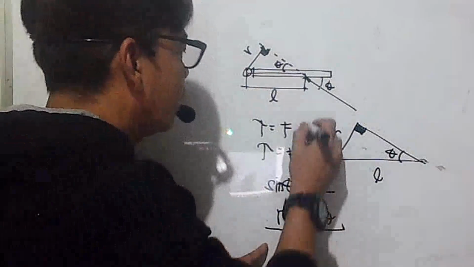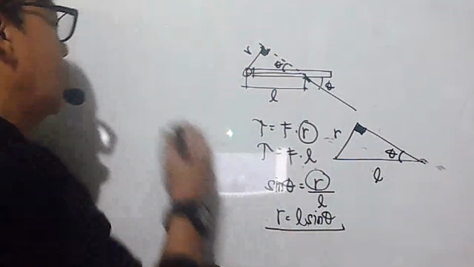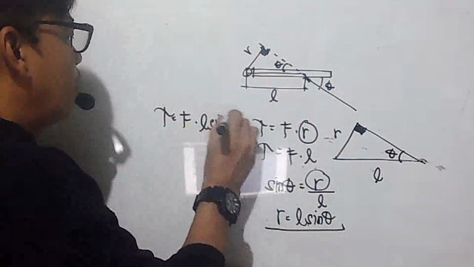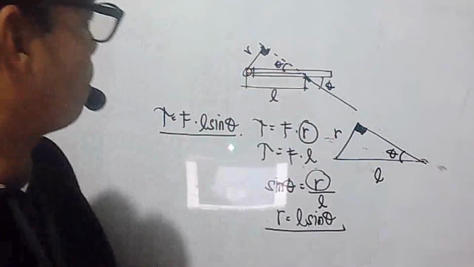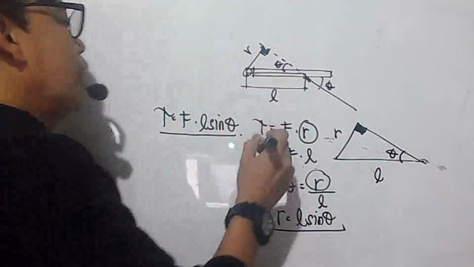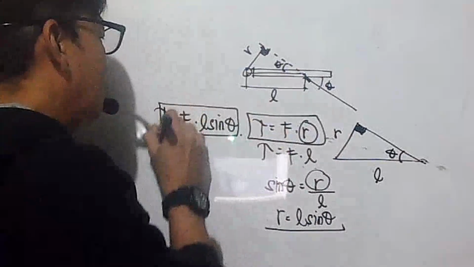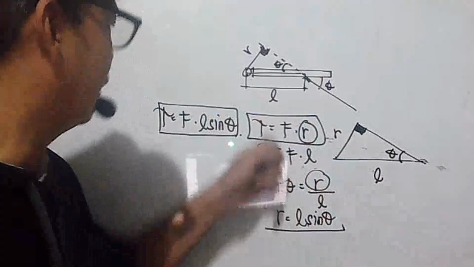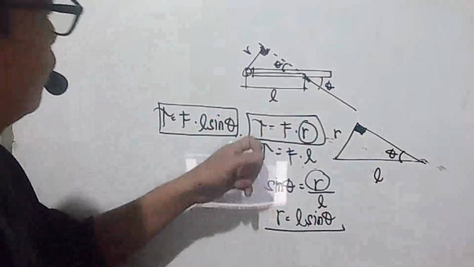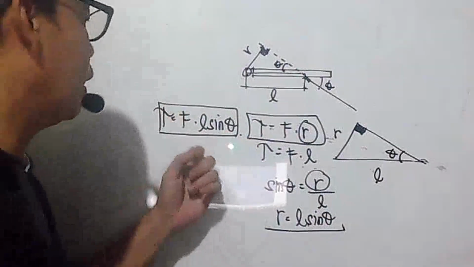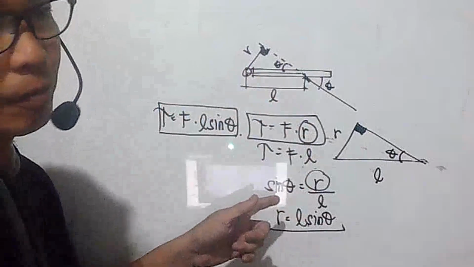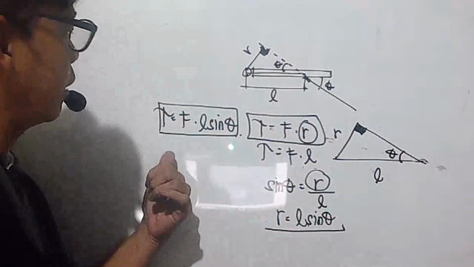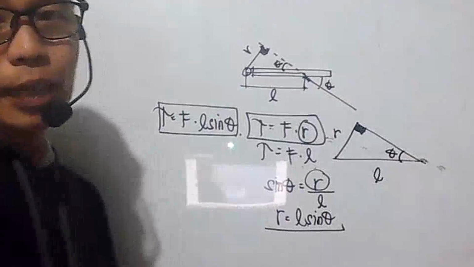Now replacing R in the first formula, we get torque is equal to your force multiplied by your length multiplied by sine of theta. Okay, so this is the first formula, this is the second formula. But these two are the same if the force is perpendicular with the lever arm. Okay, so they're just the same. This is the formula that we will be using if the force has an angle and is not perpendicular to the moment arm. Okay, so let's try it. So remember, it is force multiplied by length multiplied by sine of theta.